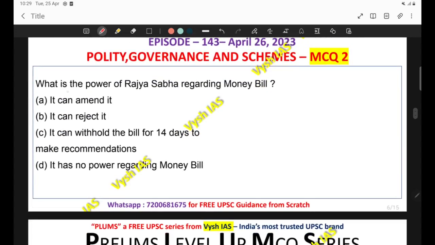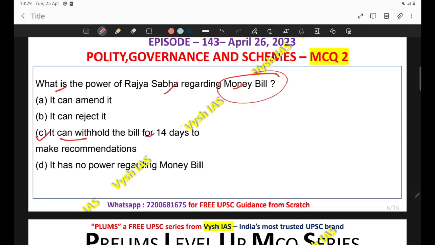Now come to the next question. What is the power of Rajya Sabha regarding money bill? Yes, regarding money bill there are special powers, particularly with respect to Lok Sabha. So what is the power of Rajya Sabha? Normally people think that with respect to money bill, Rajya Sabha does not have such powers. But Rajya Sabha also has certain power. What is that power? Actually, C is the answer.